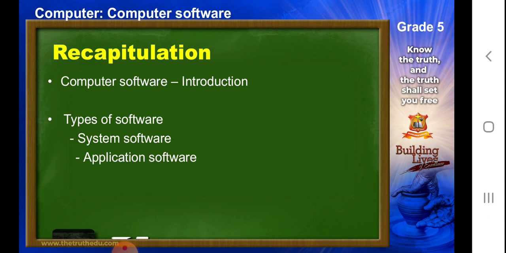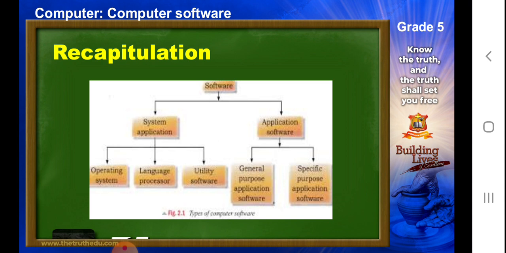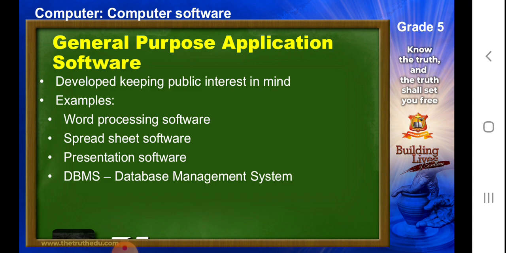After that, we learned about application software. This is the tree which we were discussing right now. So you can see the system software, the application software, the operating system, language processor, utility software, then general purpose application software, and specific application software. Now, general purpose application software.